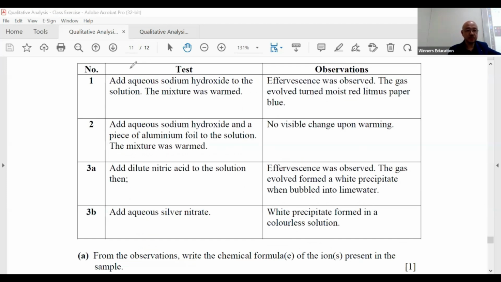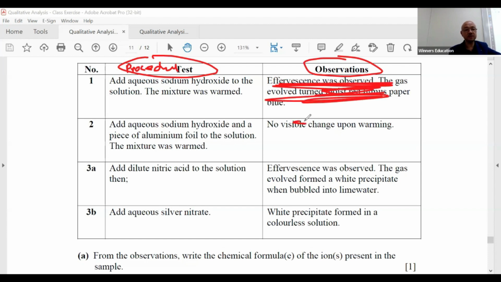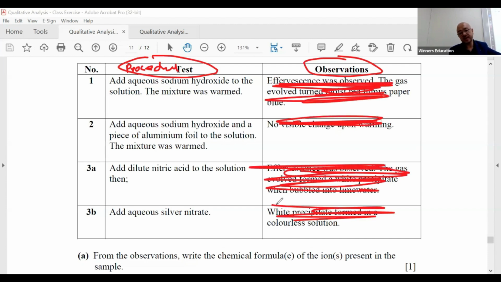this is the procedure. They say, okay, follow the procedure, just visualize a bit. And then they ask you, what do you observe? So basically, these are all blank. You're going to write all this in. Okay? So in exam, these are all it.